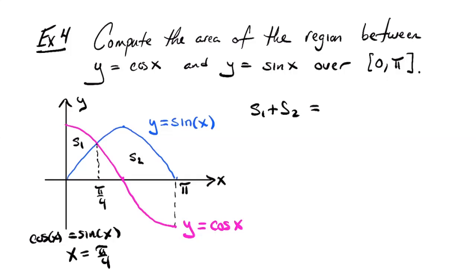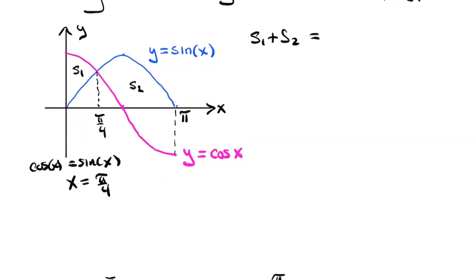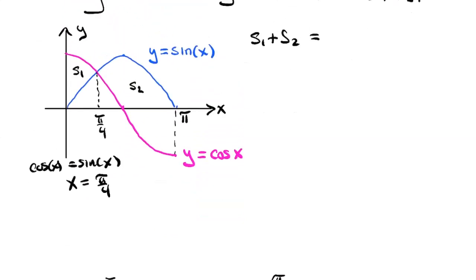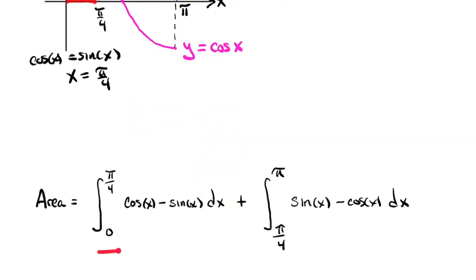So to set this thing up, we're going to have to integrate in one order. I think I've got this ready to kind of reveal to you. We're going to have to integrate from 0 to pi over 4 cosine minus sine. Why? Because from 0 to pi over 4, the cosine curve is on top and the sine curve is on bottom. So I have to integrate in that order, cosine minus sine. But from pi over 4 to pi, we can go back and look at the picture if you want, but they switched. So I have to integrate sine minus cosine.